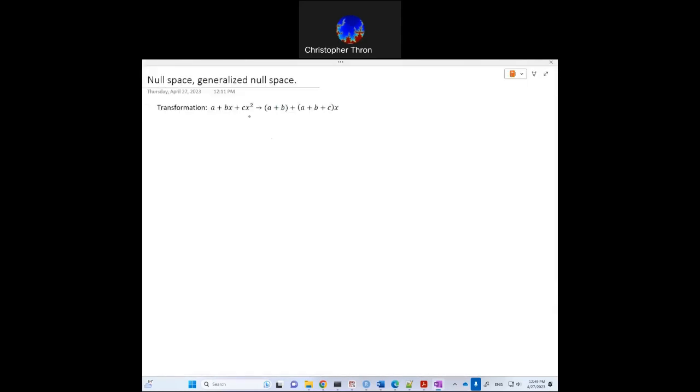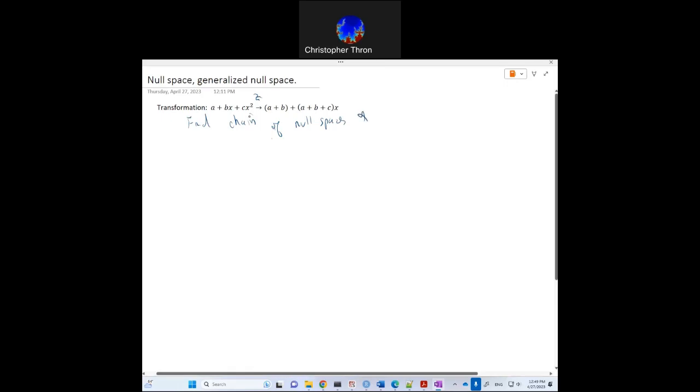So here we have a transformation, and in the book, I think he calls transformations T or something. I can't call it A, B, or C, so let me just call it Z. Transformation Z. I want to find the null space, range space, and chain of null spaces and range spaces.